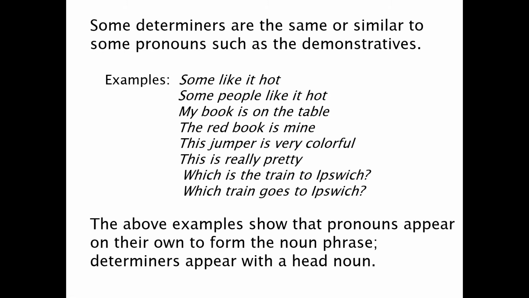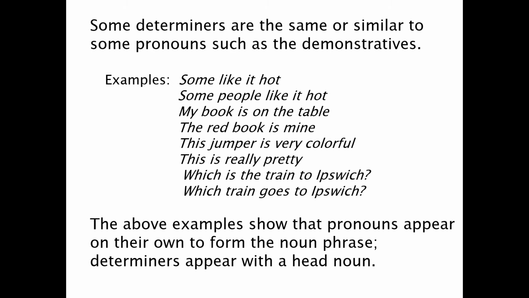It constitutes a whole noun phrase, which is the train to Gaza or to Ipswich. Which train goes to Gaza, okay? Which train goes to Ipswich, and so on. So which train, this is a noun phrase, but remember the head noun is train here. The noun phrase is a single word, that is which. The above examples show that pronouns appear on their own to form the noun phrase. Determiners appear with the head noun.